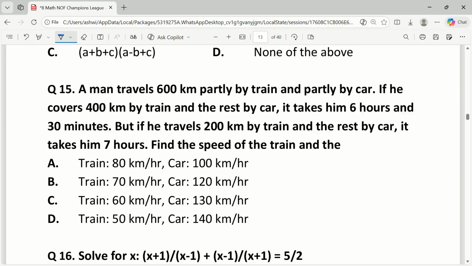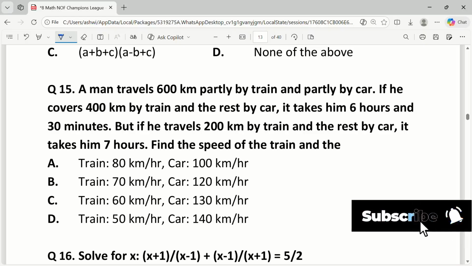A man travels 600 km partly by train and partly by car. If he covers 400 kilometers by train and the rest by car, it takes him 6 hours and 30 minutes. But if he travels 200 kilometers by train and the rest by car, it takes him 7 hours. Find the speed of the train.